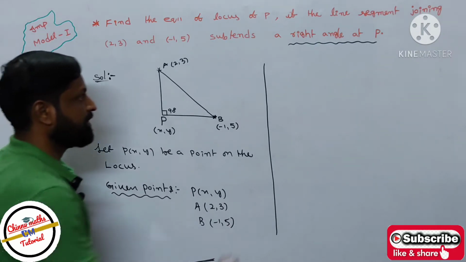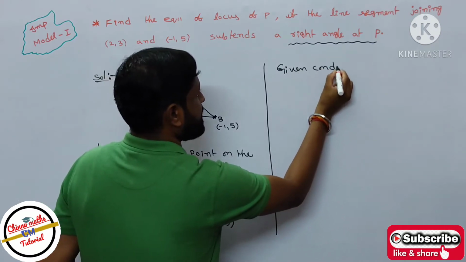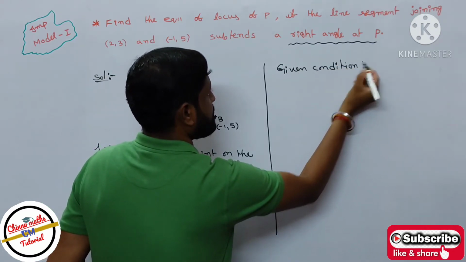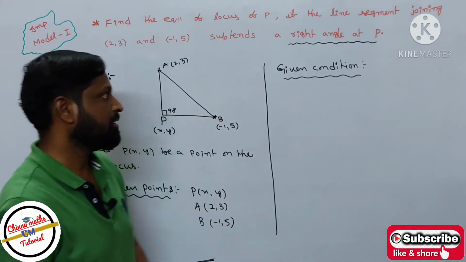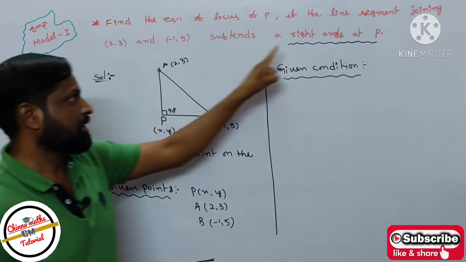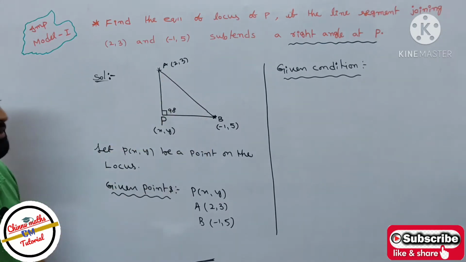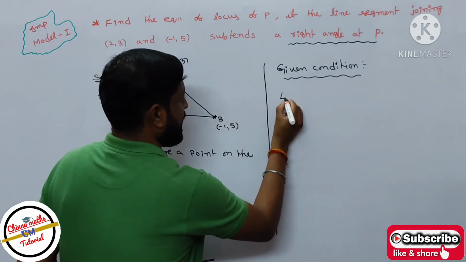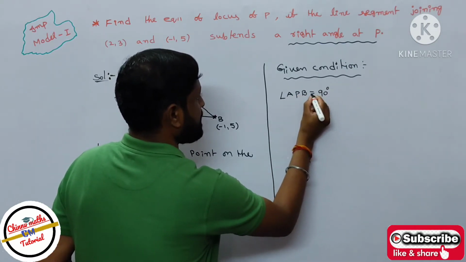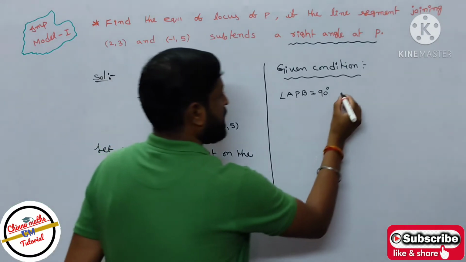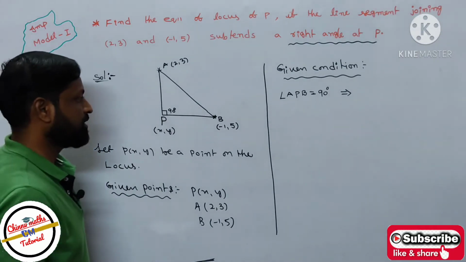Next, given condition. What is the given condition? Clearly given that right angle, so you have to take right angle. The right angle at P, so that means 90 degrees at P. The remaining 2 points are A and B. So the condition is angle APB equal to how many degrees? 90 degrees. 90 degrees means it is a right angle triangle. According to the right angle triangle, we have to write the condition for Pythagoras theorem. So what is the Pythagoras theorem?